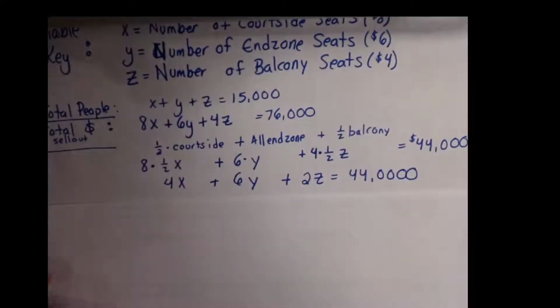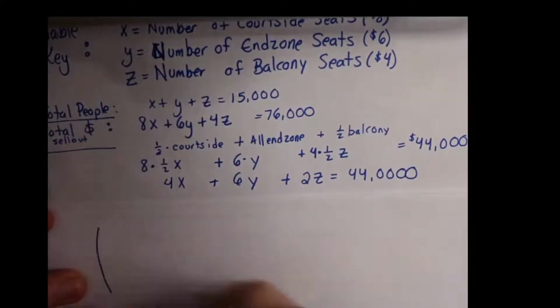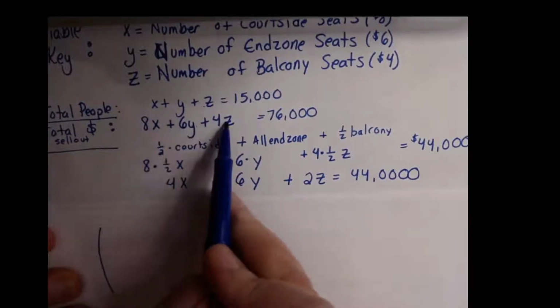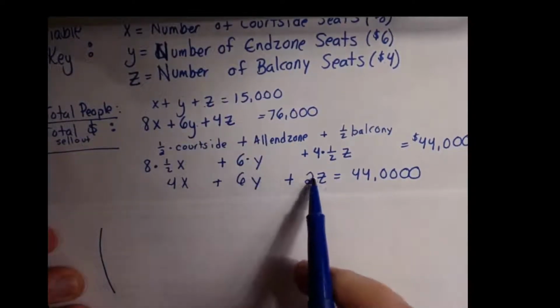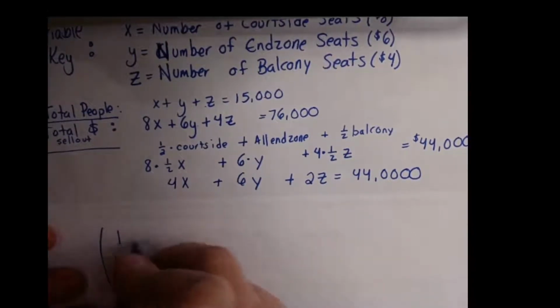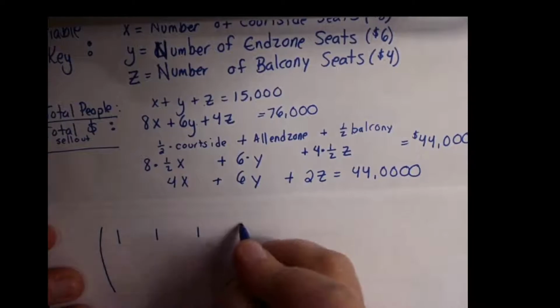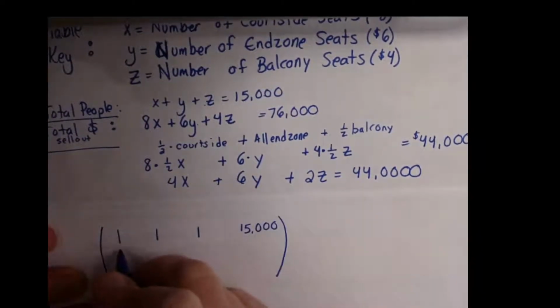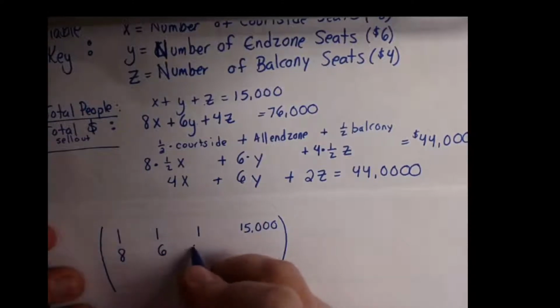Okay, now I need to write my augmented matrix. X, Y, Z, constant, X, Y, Z, constant, X, Y, Z, constant. So I have them all in the right order. I don't need to rewrite anything. And you write your augmented matrix down. This is what you're going to have to enter into your calculator.